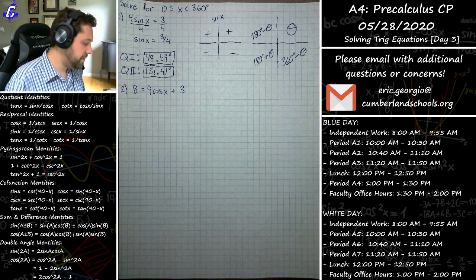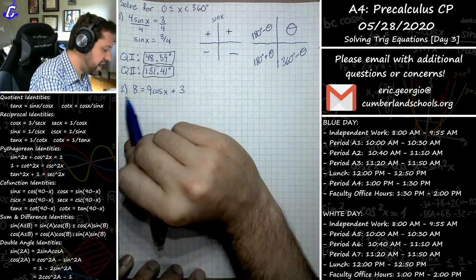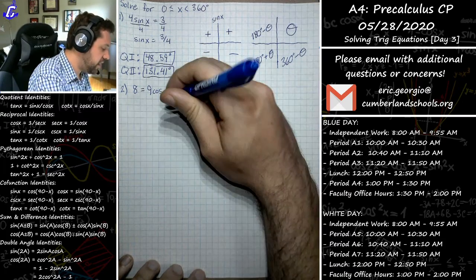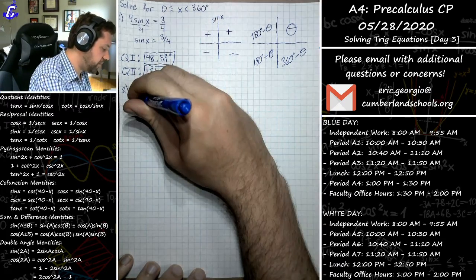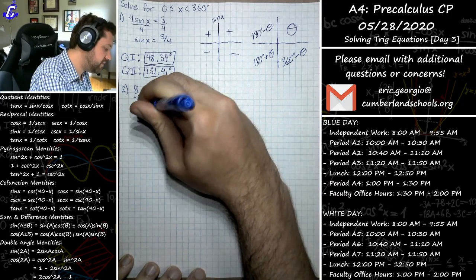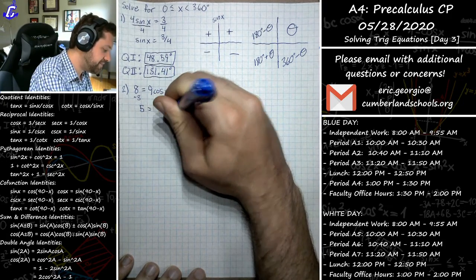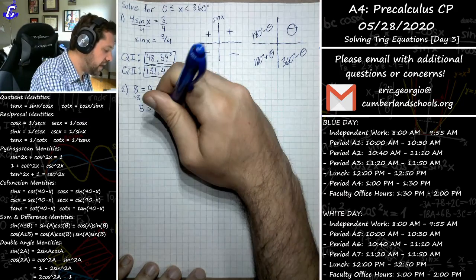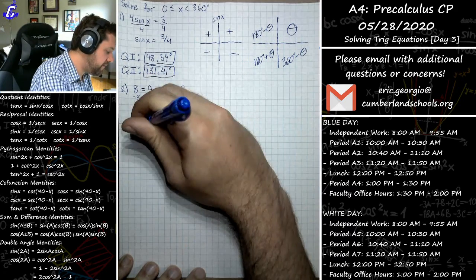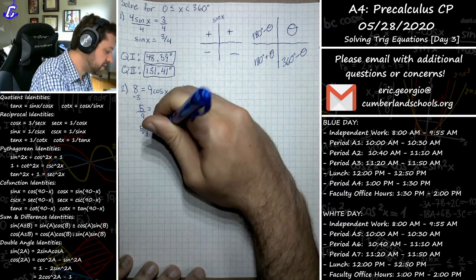Plus 3 instead. Just like Algebra 1, if I had 8 equals 9x plus 3, I would isolate the variable first, subtract the 3 over to this side. I get 5 is equal to 9 times the cosine of x. Divide both sides by 9, and you get 5/9 is equal to the cosine of x.